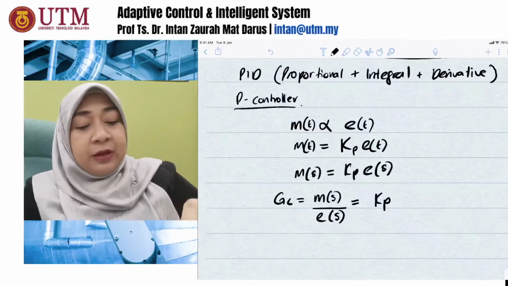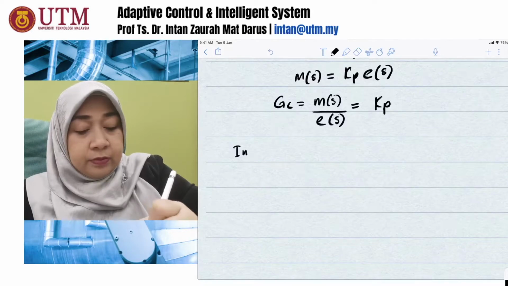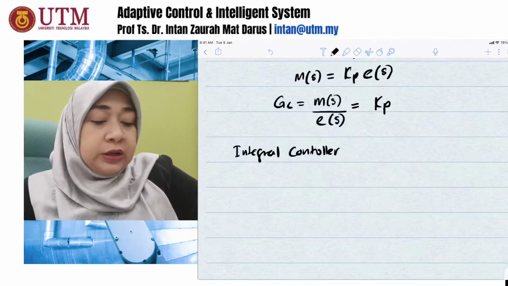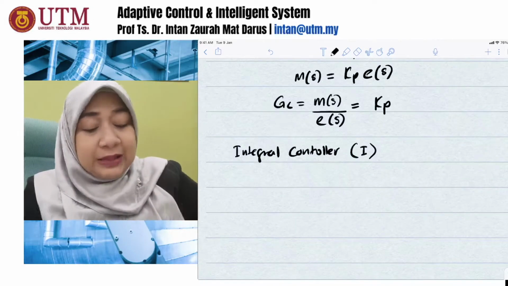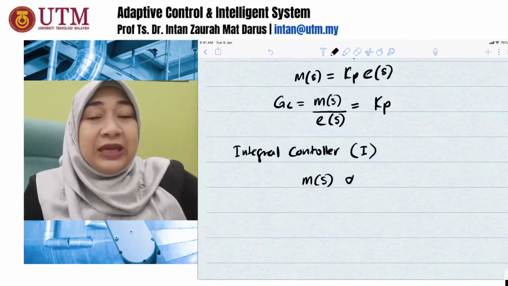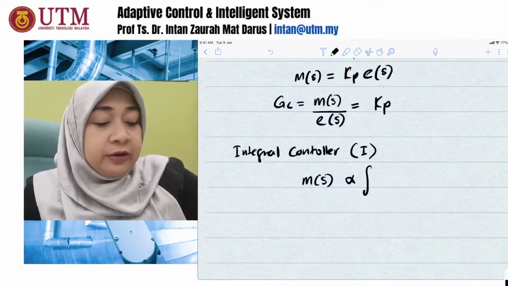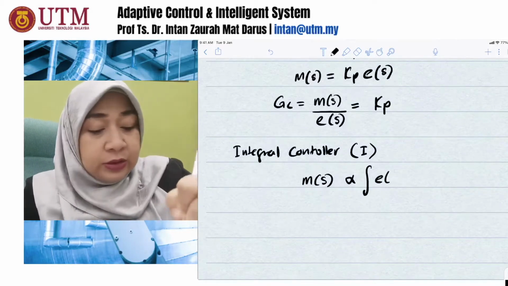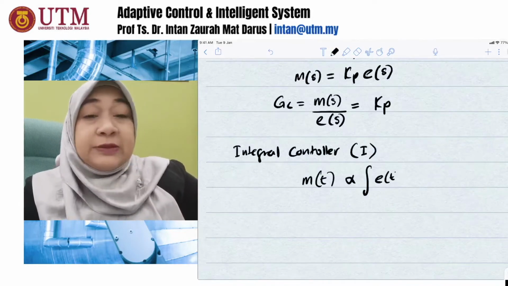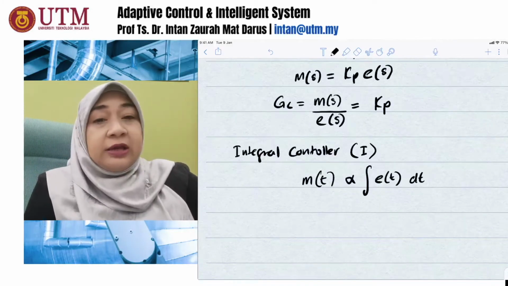So similarly, for the integral controller, we use I. It simply means that the output of your controller is proportional, not to the error directly, but to the integral of your error. Let's start with the time domain. So it is proportional to the integral of your error, right?